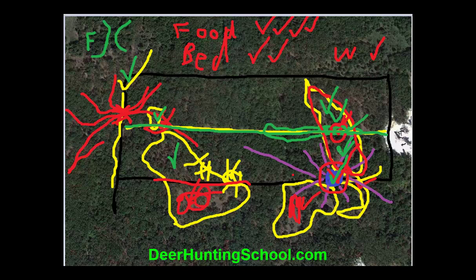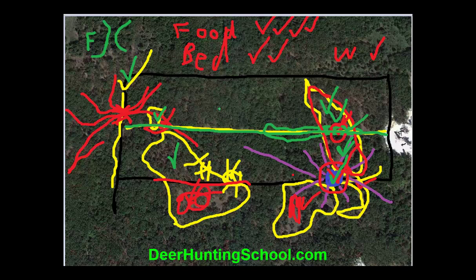I know that areas like this, you generally don't have funnels. This is the type of area that I hunt most of the time. This is actually in Oklahoma, pretty close to Oklahoma and Arkansas, and I'm from Arkansas. That's where I live, that's where I hunt, and I hunt areas like this all the time, and these are things that I look for when I'm hunting.